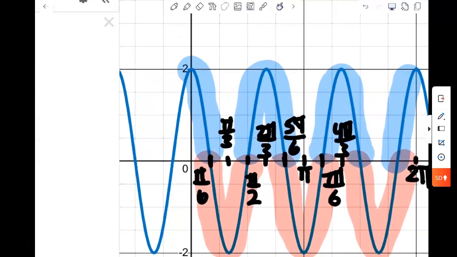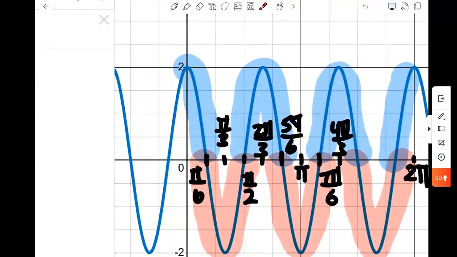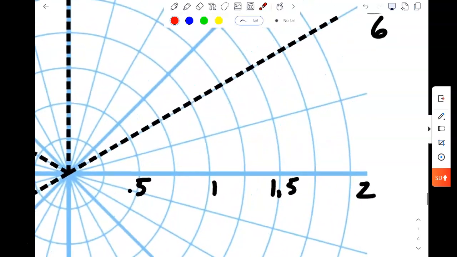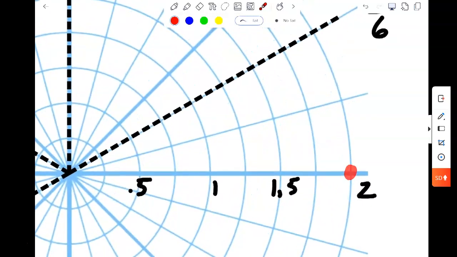Well, first of all, my function starts at its highest point, which is 2, and that's at 0 radians. And then as it approaches pi over 6, it goes down to 0. So we start out here, all the way out at 2. Now, as we move towards pi over 6, as the graph is circling through, that radius is going to keep shrinking until when you hit pi over 6, you're going to have a radius of 0.